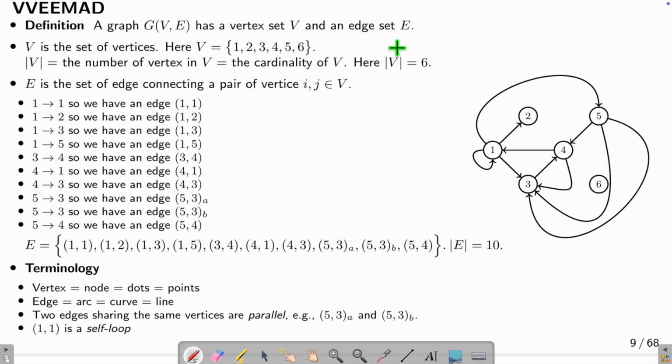Vertex starts with V, so we call it V. Some people call it node, some people call it point. And for edge, which starts with E, we call it E. Some people call it curve, some people call it line, some people call it arc. It's just a name. Okay, I will always call them V and E.